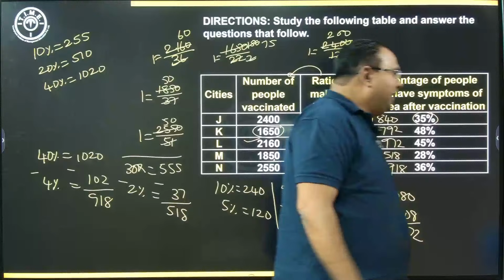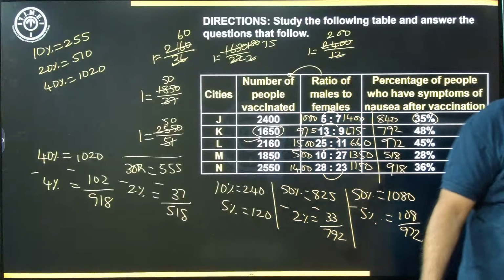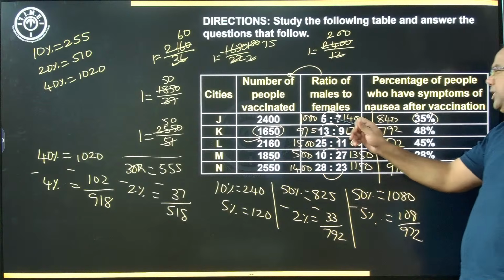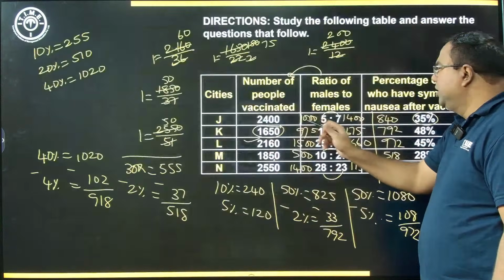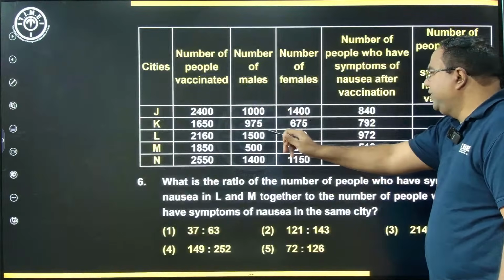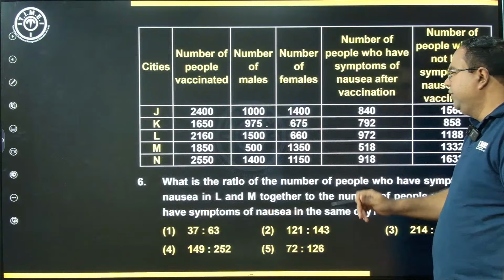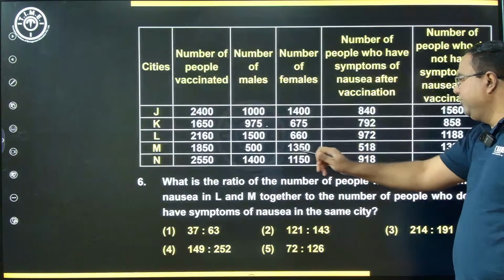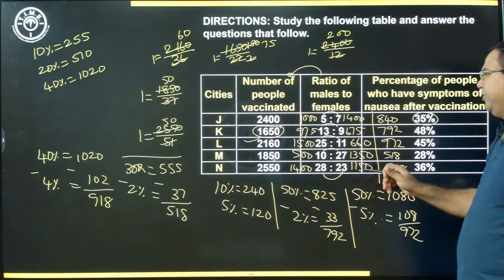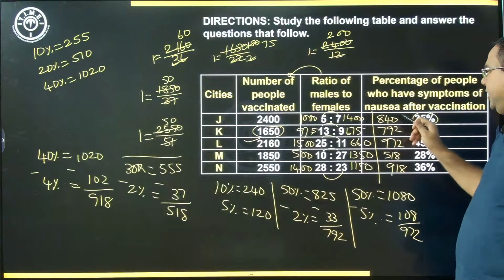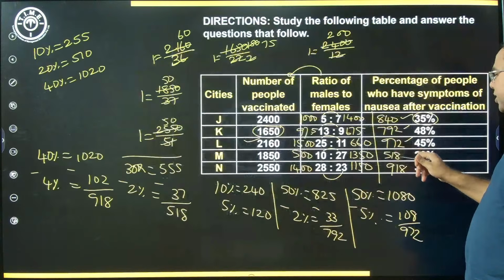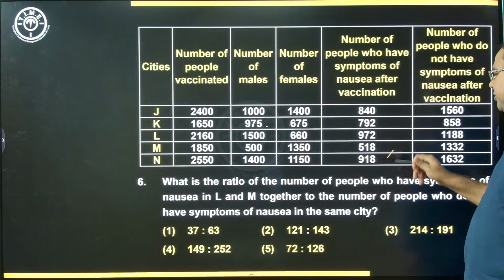I am doing certain calculations here. Once I do this, I can solve the questions easily. This kind of analysis must be done. Here, let me copy to the next slide. 1000, 1400, 975, 675, 1500, 660, 500, 1350, 1400, 1150. Then I have 840, 792, 972, 518, 918.